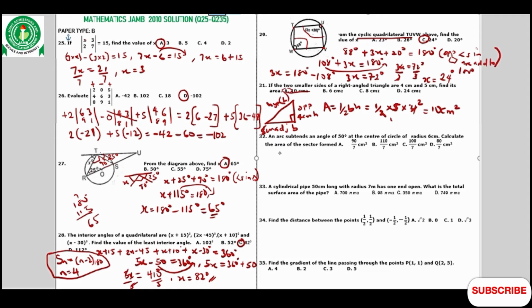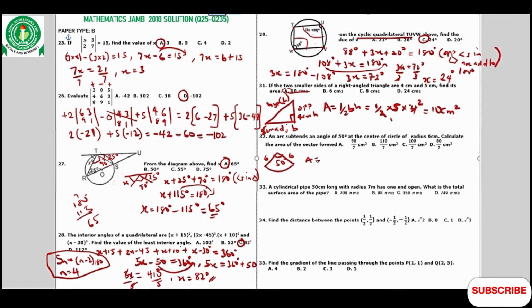Question 32 says: an arc subtends an angle of 50 degrees at the center of a circle of radius 6 centimeters. Calculate the area of the sector. A sector has two radii bound with an arc. The arc has an angle of 50 degrees, with radius 6 centimeters. So we have to calculate the area.